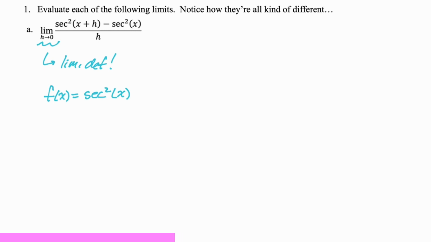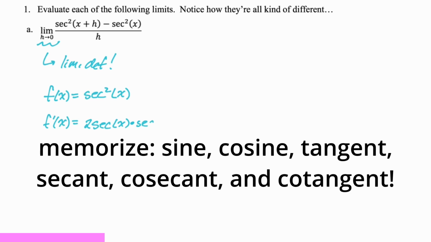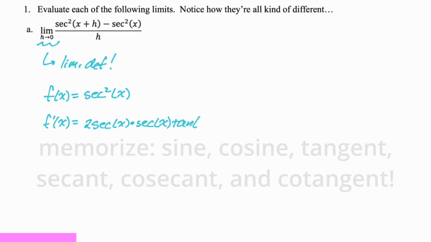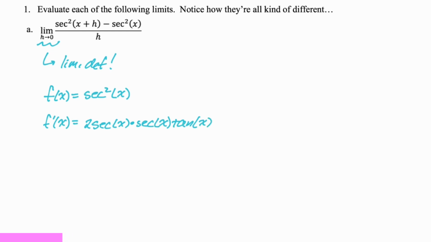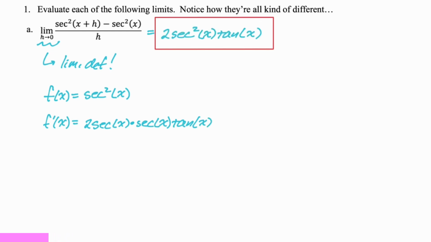The derivative of this, chain rule problem, so you're going to get 2 times the secant of x times the derivative of secant, which is secant tan. Definitely memorize all your derivatives of your trig functions, and this simplifies to 2 secant squared times tangent. So that's it for the first part. Not really that bad. None of them are really bad, but they're all a little different.